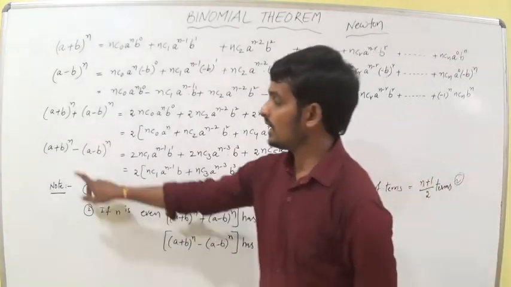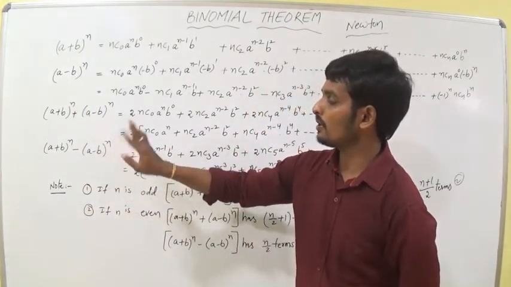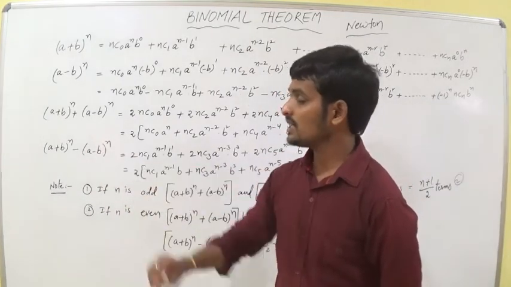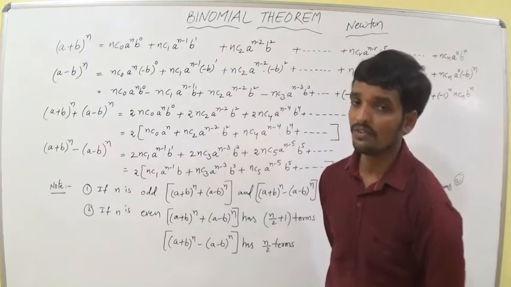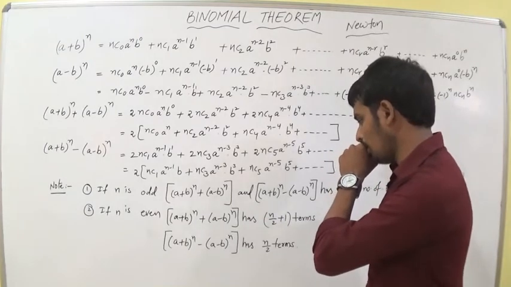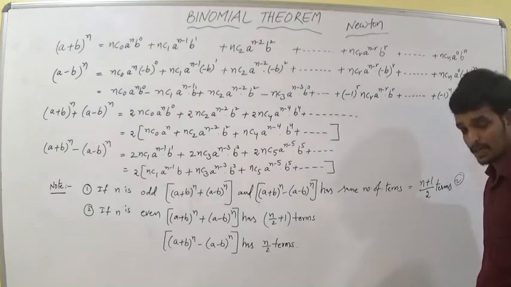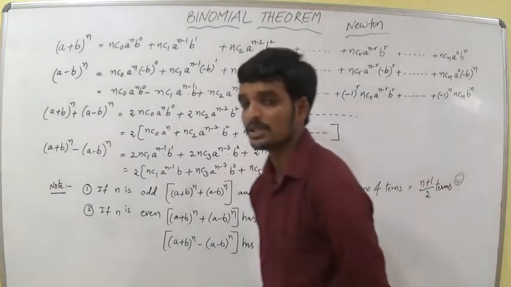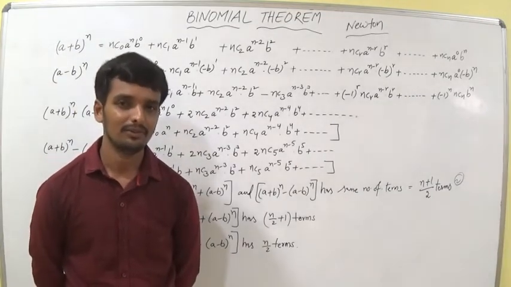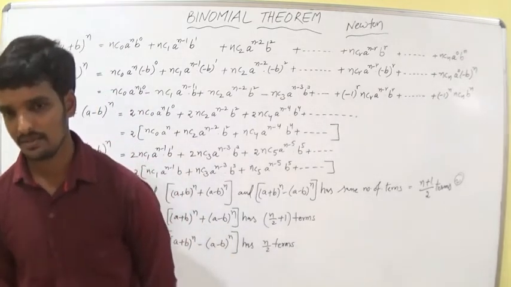If I am asking (a plus b) whole power 25 minus (a minus b) whole power 25, how many terms is it having? So here n is equal to 25, an odd number. 25 plus 1 is 26. 26 by 2 is 13 terms. That's why I am using this formula, n plus 1 by 2. Have you observed this? Have you understood this? I hope you understand. So shall I move on to the next? Okay.